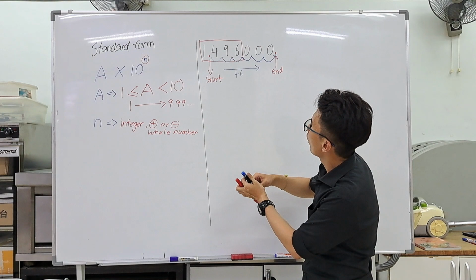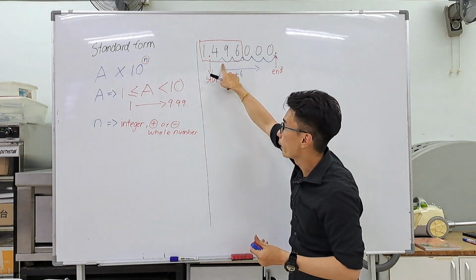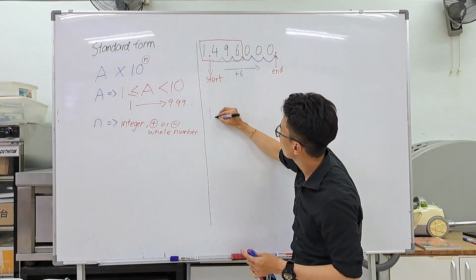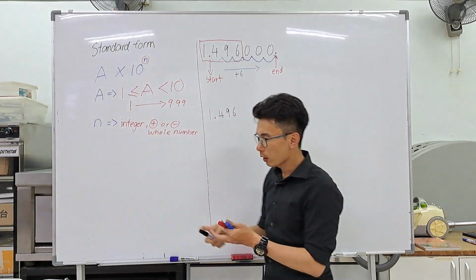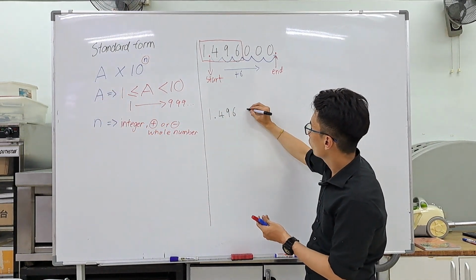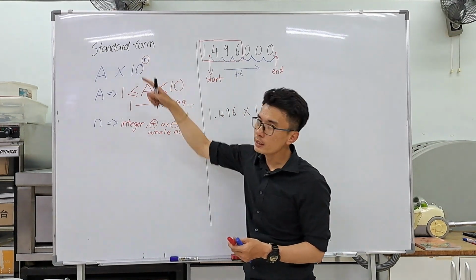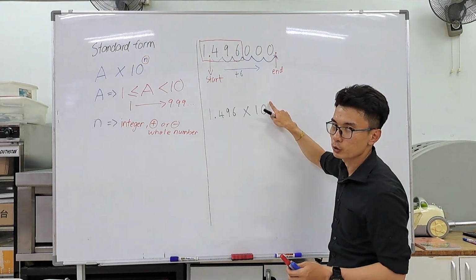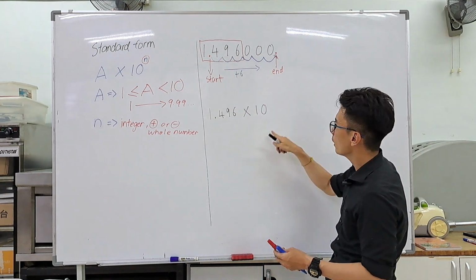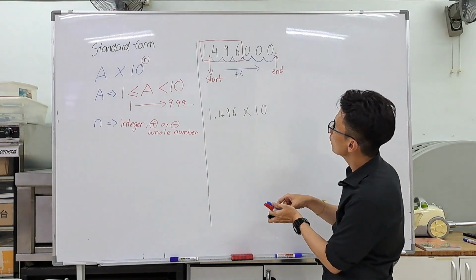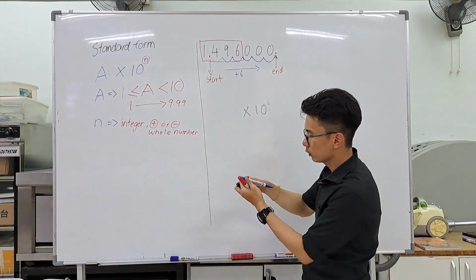So I will write whatever I have in my red box here. In this case it will be 1.496. That will be my A. And then I will be multiplying by 10 based on the format here. And the power over here will be the number of decimal places that I jump from start to the end. So in this case, it will be 6. Okay, now let me change this to a different color so it's much more obvious.